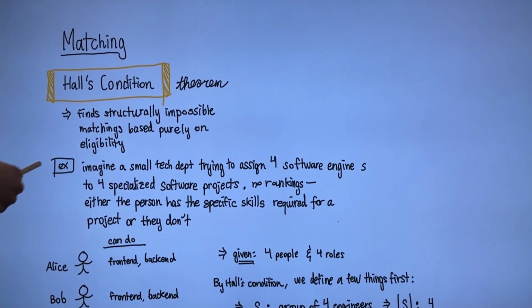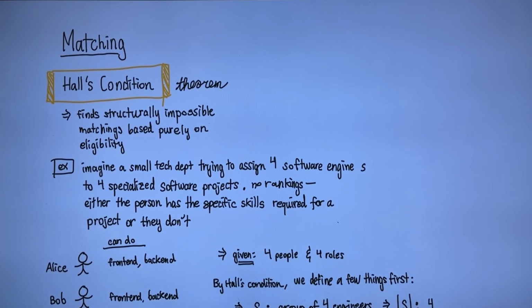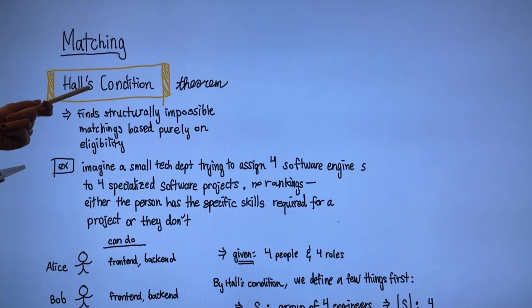So first of all, with Hall's condition, our goal is to find structurally impossible matchings based purely on eligibility. It's a little easier to understand with an example, so let's dive into that.